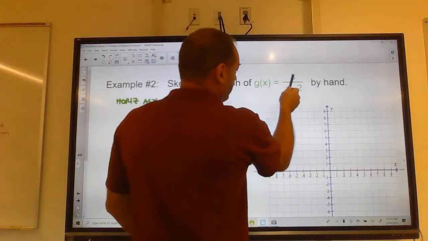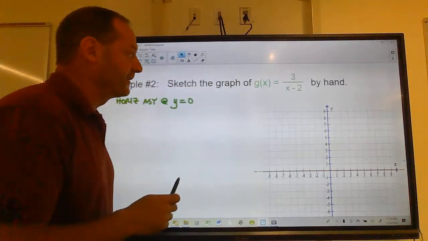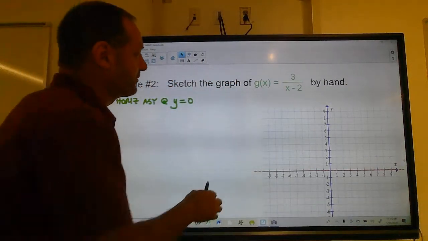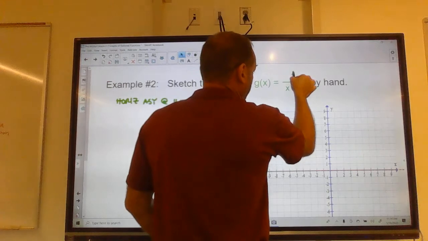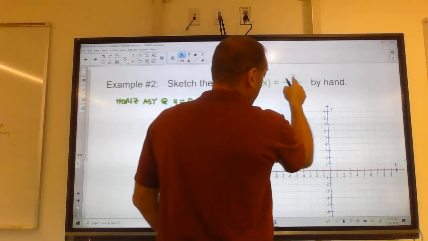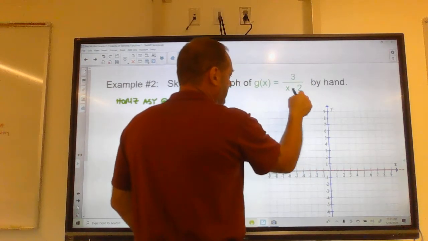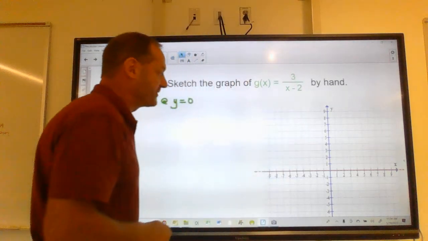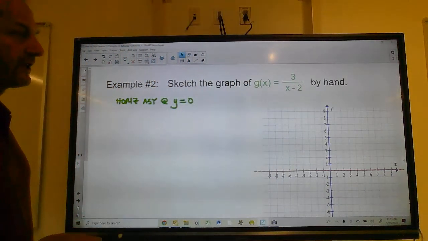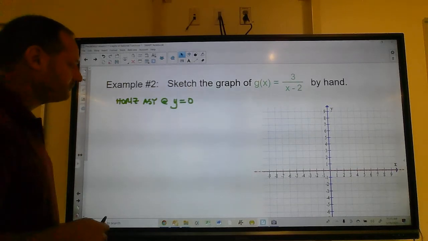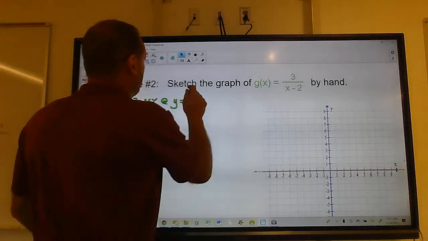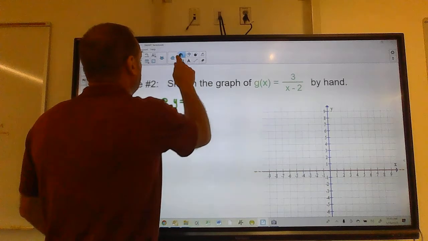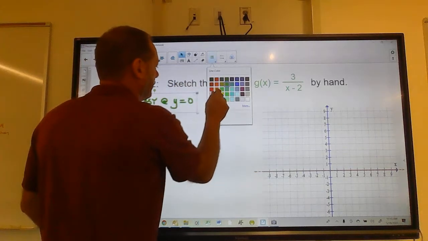Why does it have a horizontal asymptote at y equals 0? Because the degree of the numerator is 0 and the degree of the denominator is 1. So the denominator is going to grow much faster, and the numerator is not going to grow at all. It's going to stay 3 all the time, while this is going to get bigger. So this fraction as a whole is never going to be 0, but it's going to get as close as you want to 0. So I've got the horizontal asymptote there.